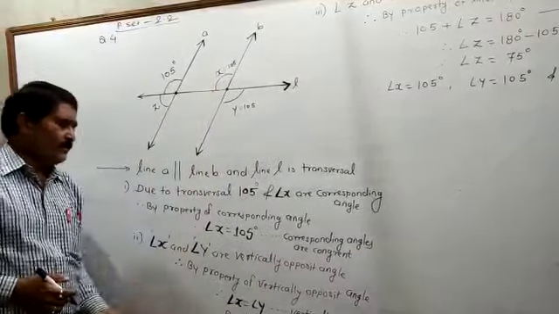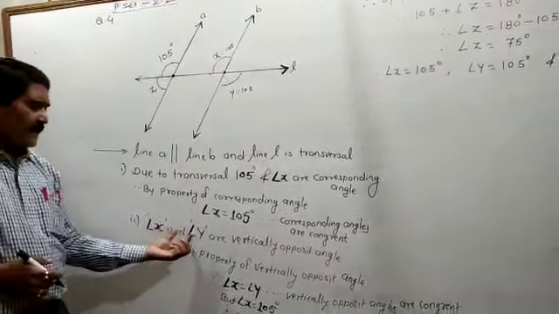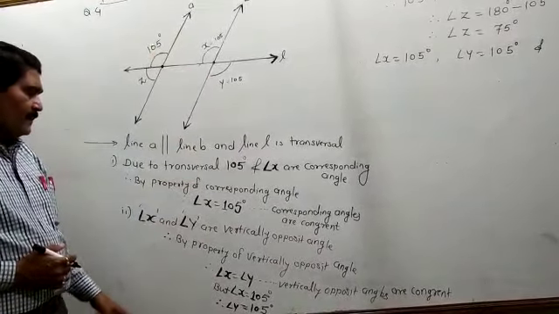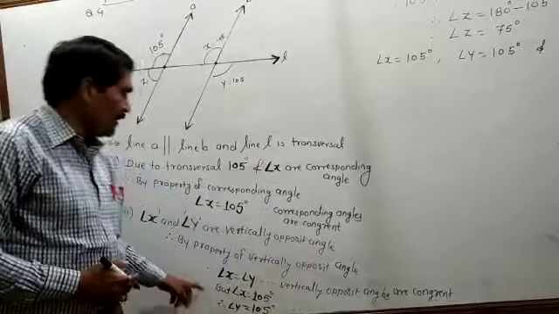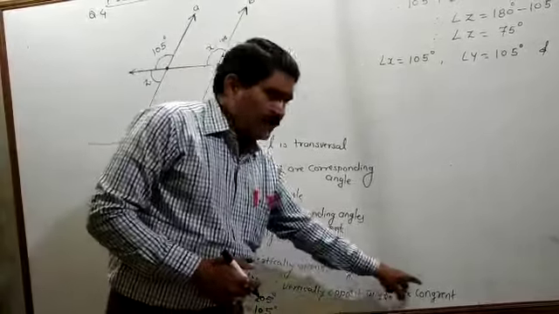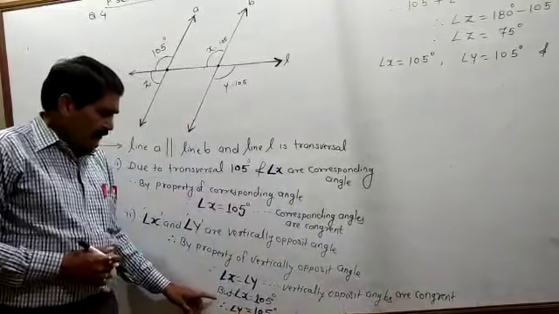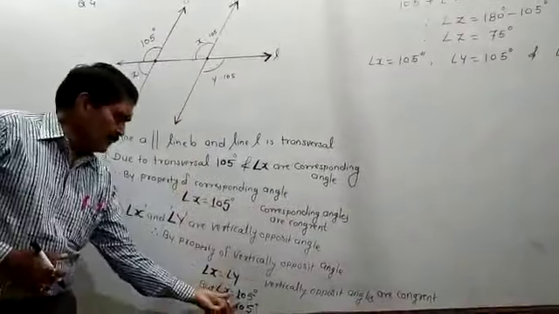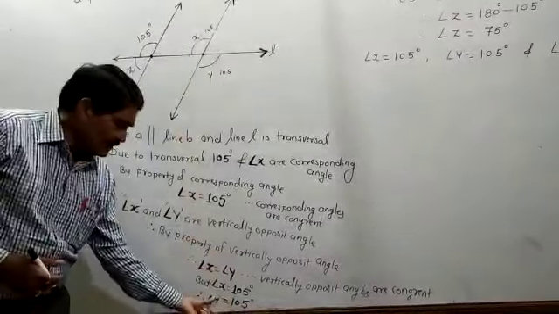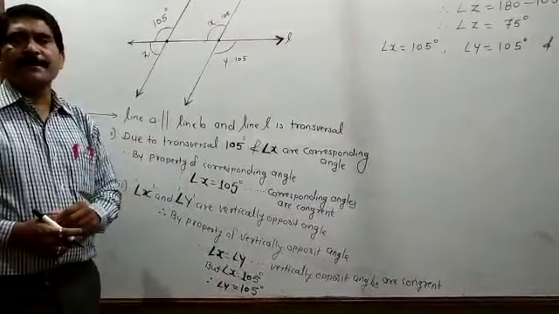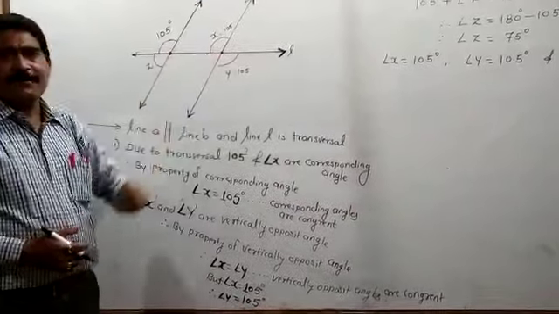In the second part you have to find Y. Angle X and angle Y are vertically opposite angles. Then by the property of vertically opposite angles, angle X is equal to angle Y. And what is the reason? Vertically opposite angles are congruent. Here angle X is equal to 105 degrees, so angle Y is also equal to 105 degrees. Here you have to utilize the vertically opposite angles property: vertically opposite angles are congruent.